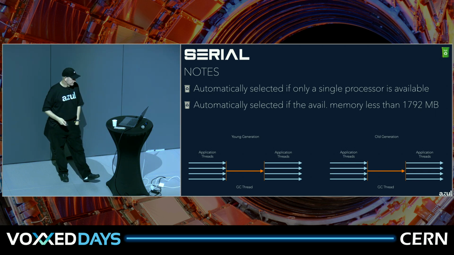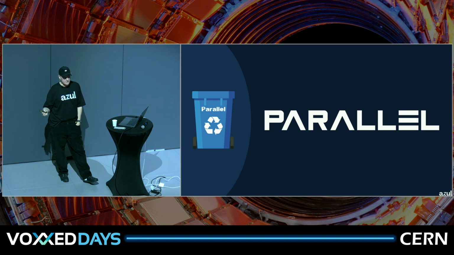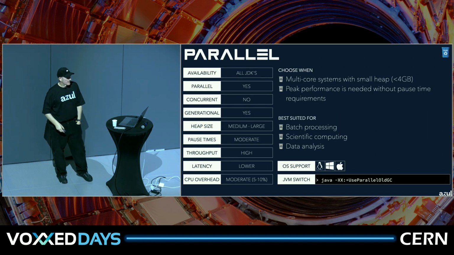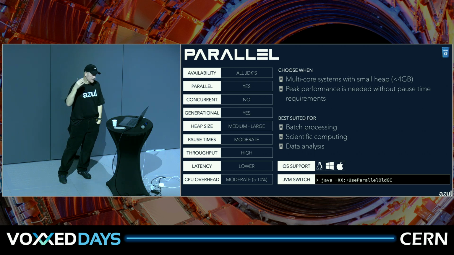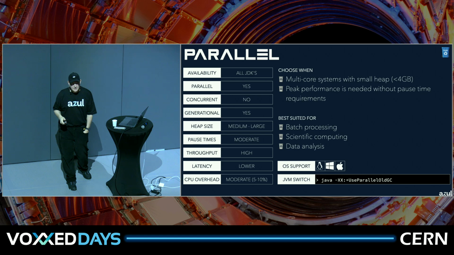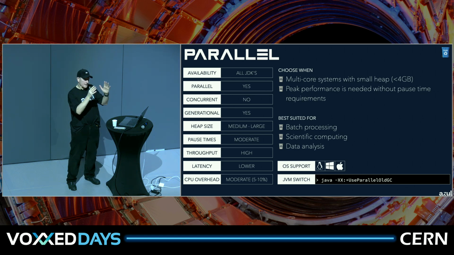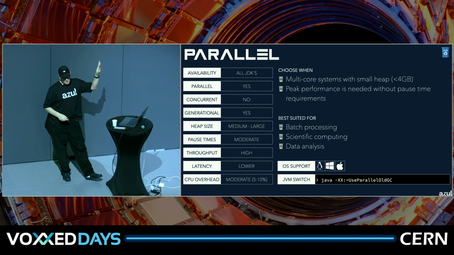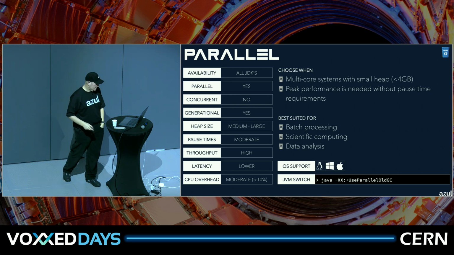Just one thread. Okay, the opposite, the parallel collector, which is also available in all JDKs. And this is more for multi-core systems, still with a smaller heap. If you need peak performance, this is the best collector you can get, right? It's also called the throughput collector. If we define throughput, that means time we spend in the application versus time we spend in garbage collection. That's what throughput means when we talk about that, right? And this is the throughput collector. So it's good for batch processing, scientific computing, data analysis, and other stuff.